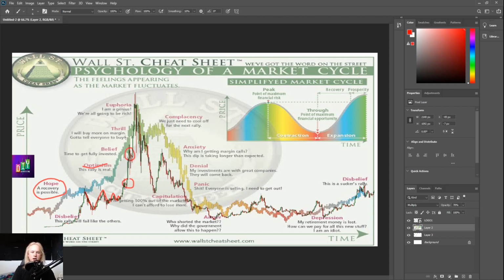Belief would have been right here. Thrill would have been right here, and then euphoria happens at the top of the cycle. You can see each and every one of these levels is being translated almost identically to how the Wall Street cheat sheet works. And this is because it does not matter which market it is.